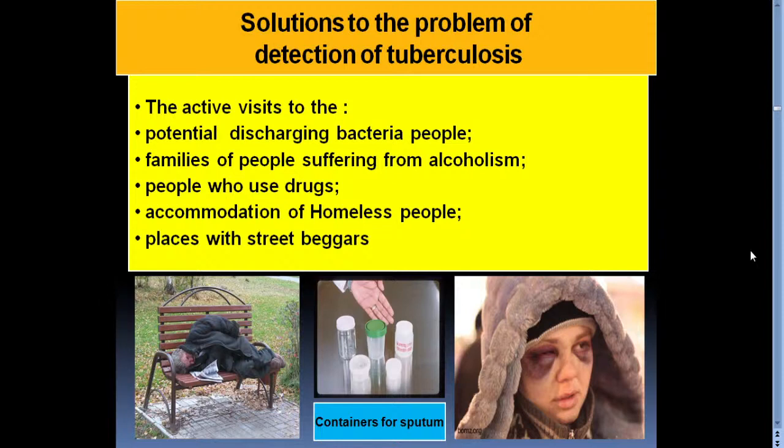Solutions to the problem of detection of tuberculosis. Active visits to potential bacteria-discharging people: families of people suffering from alcoholism, a risk group also, people who use drugs, a risk group also, accommodation of homeless people, and places with street beggars.